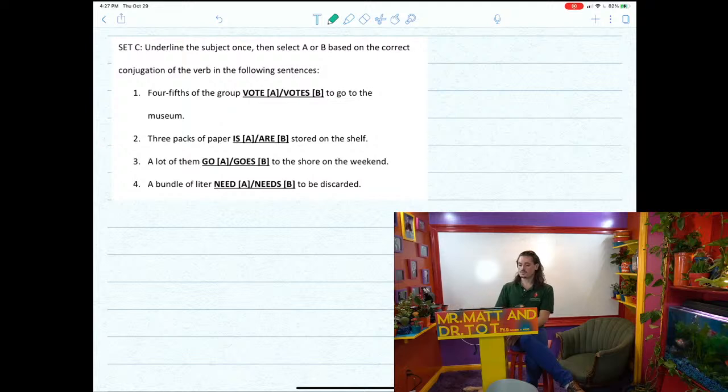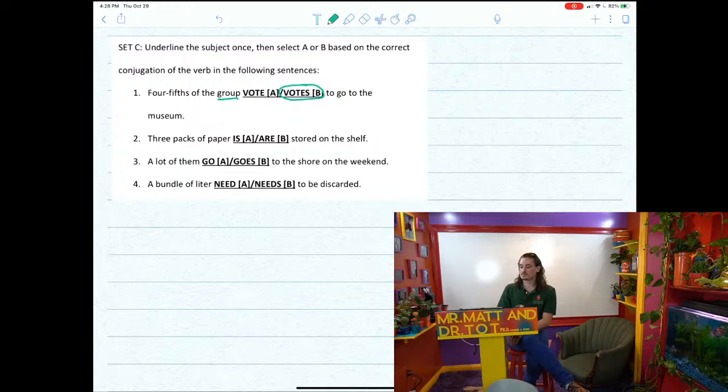Okay, so 1 through 4. Number 1, 4/5 of the group vote or votes to go to the museum. So 4/5 indicates a portion, so we're going to be guided by the noun that comes after the preposition of. That's going to be group. Group is singular. Singular nouns usually do not end in S, so singular verbs usually will end in S. So we want the singular verb votes. 4/5 of the group votes to go to the museum.